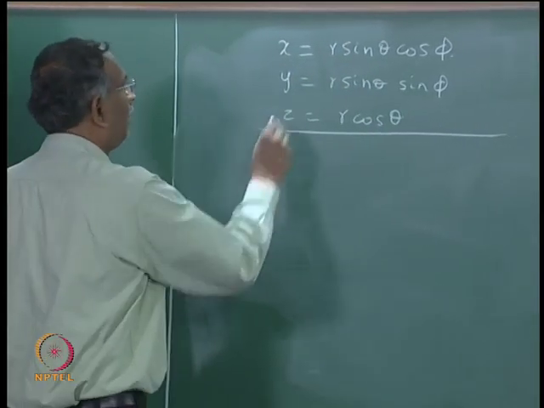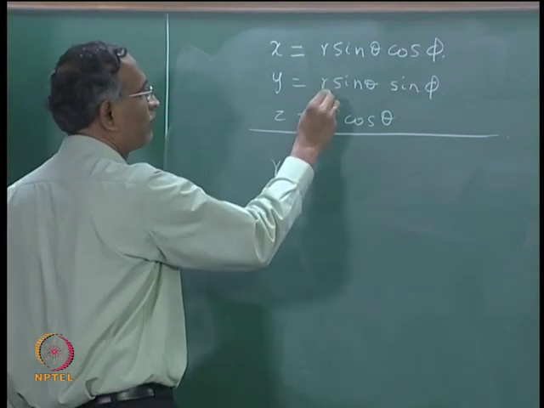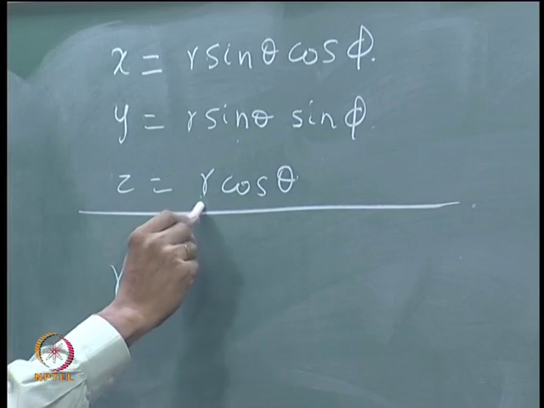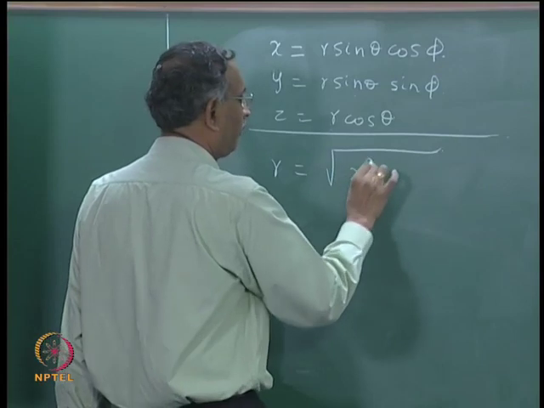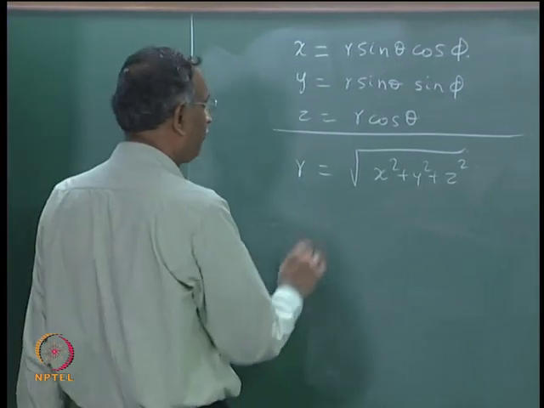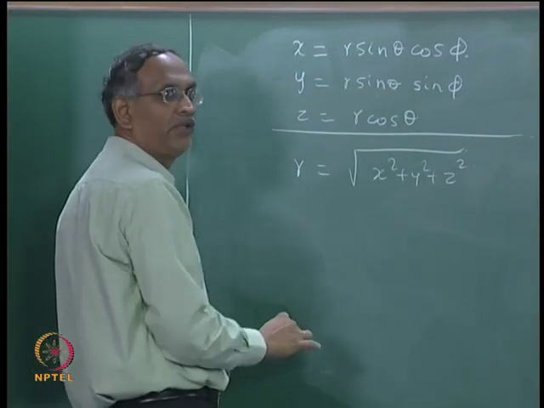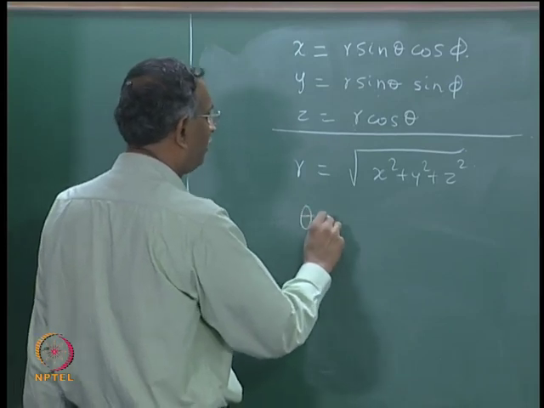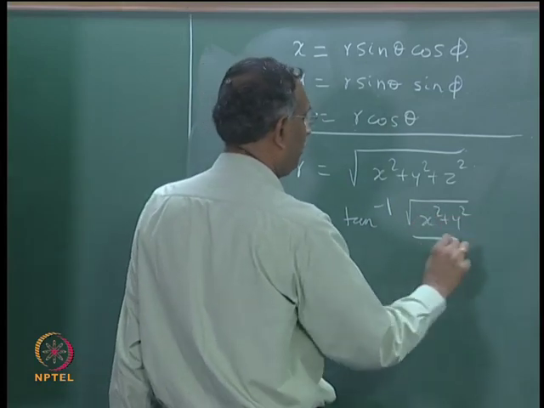Okay. Now, the transformation equations are, r is obviously the squares of all the three added together. x square plus y square will give you r square sin square theta, plus z square will give you r square cos square theta. Therefore, r is square root of x square plus y square plus z square. Okay. These are the inverse transformations. And for getting theta, if you take the squares of these two, add them up, you get r square sin square theta. So the square root of this sum gives you r sin theta. Therefore, theta is tan inverse square root of x square plus y square by z.